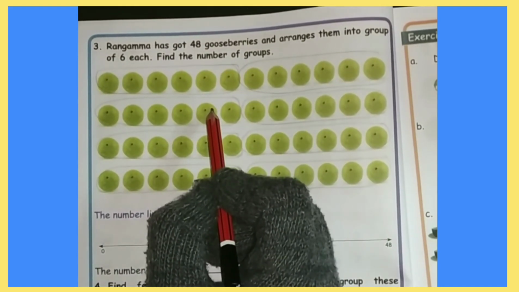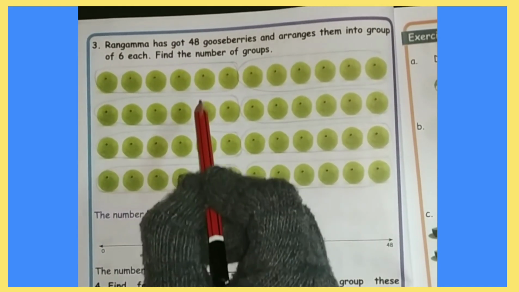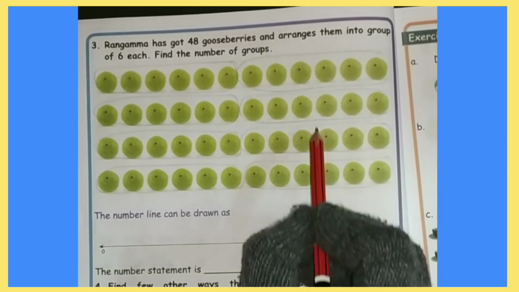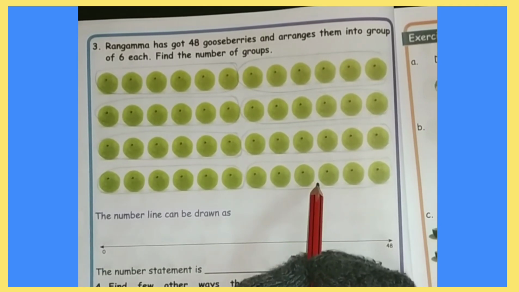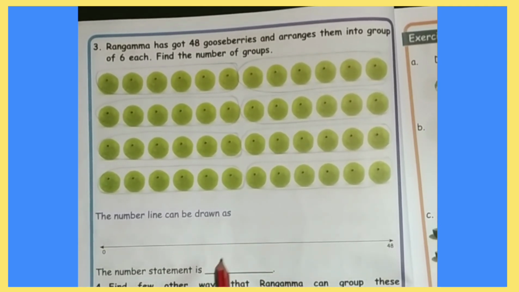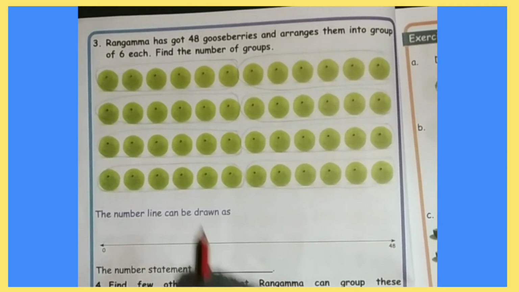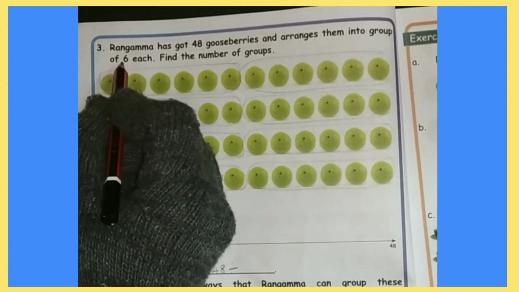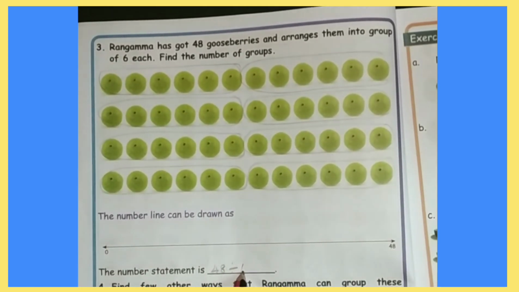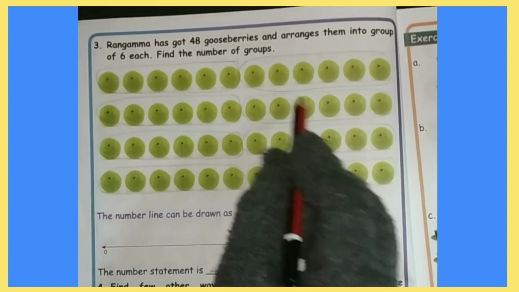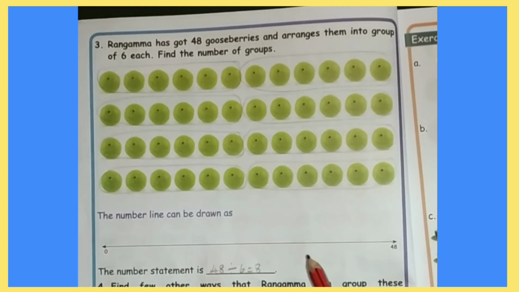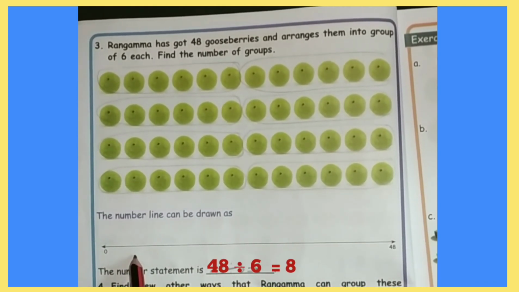Let's count the number of groups. 1, 2, 3, 4, 5, 6, 7, 8. There are 8 groups. So the number statement is 48 divided by 6 equal to how many groups, children? Yes, 8 groups. Shall we draw the number line?